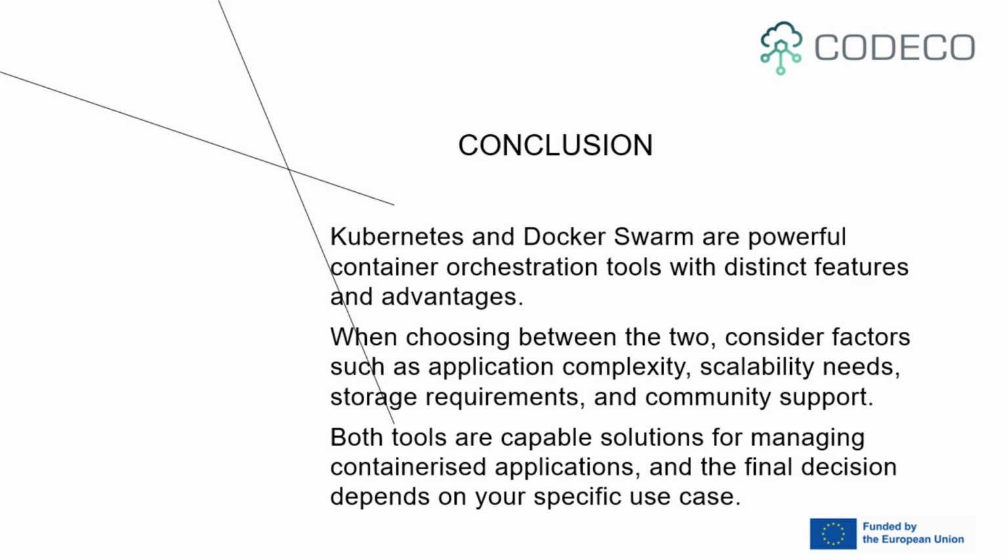Remember to choose the tool that best aligns with your requirements and expertise, considering factors such as application complexity, scalability needs, storage options, and community support. Ultimately, both Kubernetes and Docker Swarm are capable solutions for managing containerized applications, and the final decision depends on your specific use case.